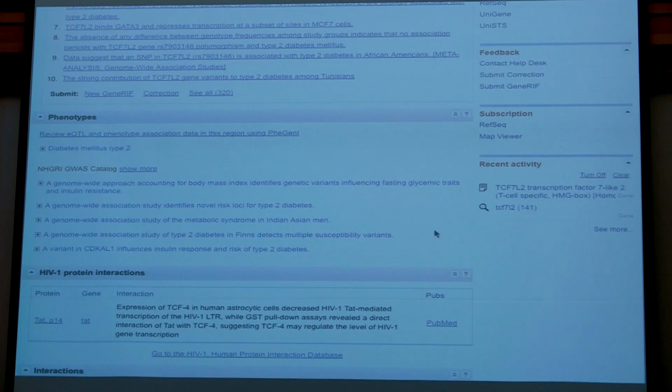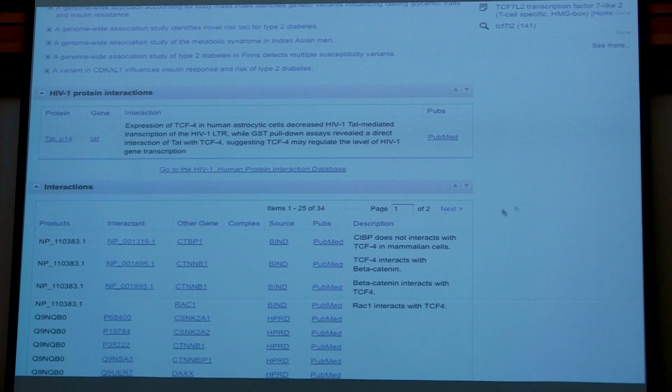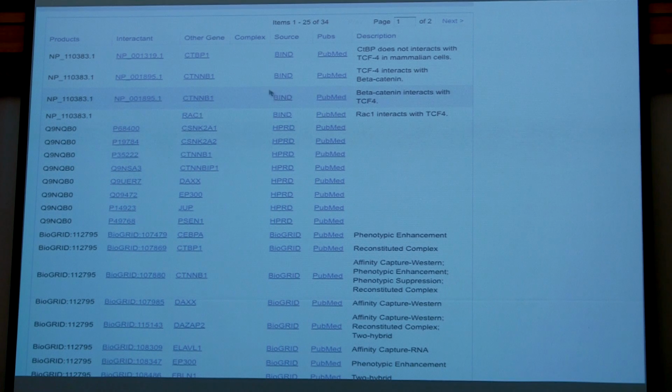A strong correlation to variants of type 2 diabetes in Tunisians, in case you find yourself dealing with Tunisians. And I'm going to skip some of these other things. There's lots of interesting things in here. It plays a role in HIV. It interacts with an HIV protein. And here are a bunch of other protein interactions.